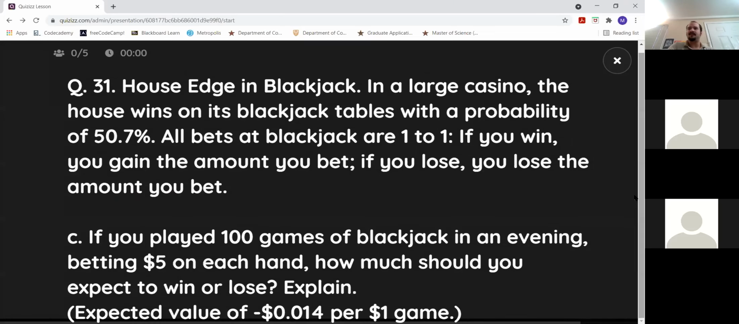And now I think we got something similar. Now we're doing 100 games. But each of those we're betting $5. So we're betting 5 times the amount. Hint, hint. So how much should you expect to win or lose? So I think we're doing this 100 times, and we're betting $5 now.